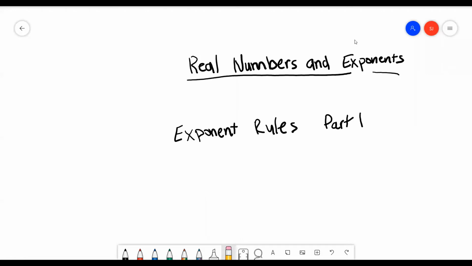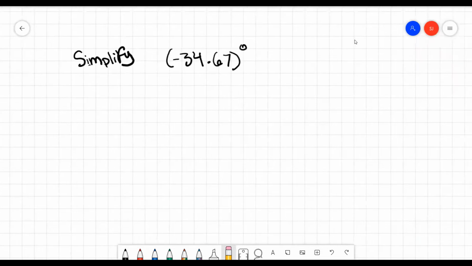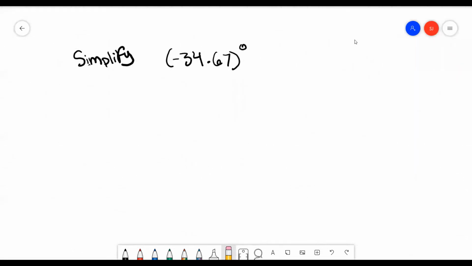Hello, today I am doing real numbers and exponents, specifically exponent rules part 1. Alright, let's get started. For our first problem, we have: simplify negative 34.67 to the power of 0.